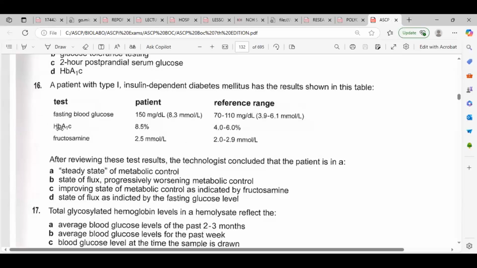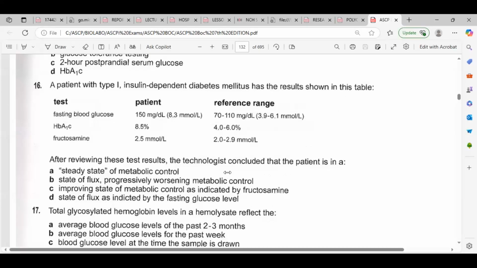I hope that one is clear. Because HbA1c is still high, but fructosamine is in control, which means the state is improving, but not for a long time, not over 3 months or more than that. But at least this one indicates the 2 weeks improvement.